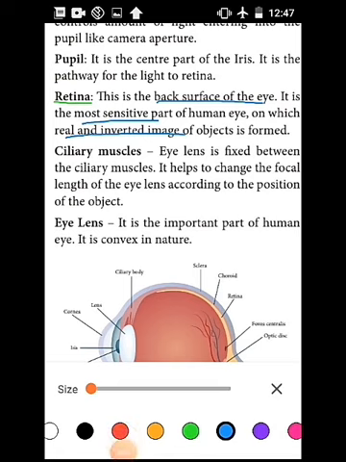See the paragraph, retina. This is the back surface of the eye. So which one is the front surface of the eyeball? Yes, the answer is cornea. Then which one is the back surface of the eye? The answer is retina. And the retina is the most sensitive part of the human eye because the retina only collects the real and inverted image from the object. Okay.